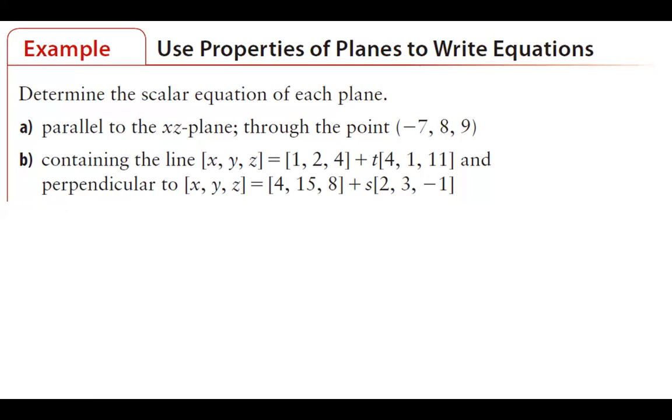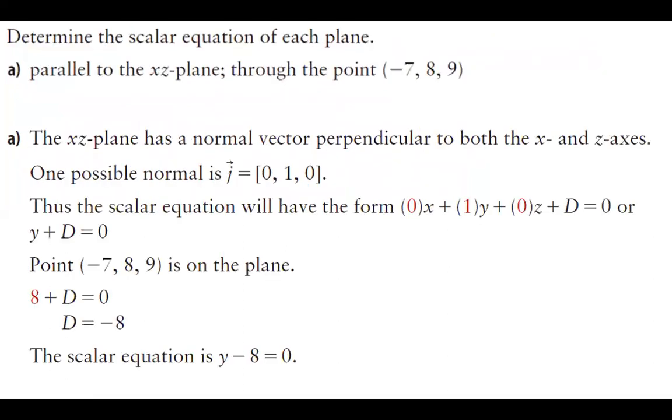Okay, now let's have a look at the solution to question A. So we know the xz plane has a normal vector perpendicular to both the x and z axes, right? One possible normal vector is the unit vector j, whose components are (0, 1, 0). Thus, the scalar equation will have the form 0x plus 1y plus 0z plus d equals 0, right? Or simply y plus d equals 0.